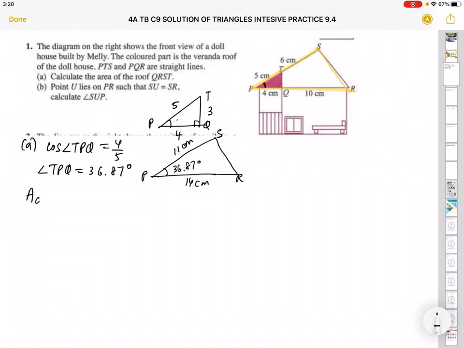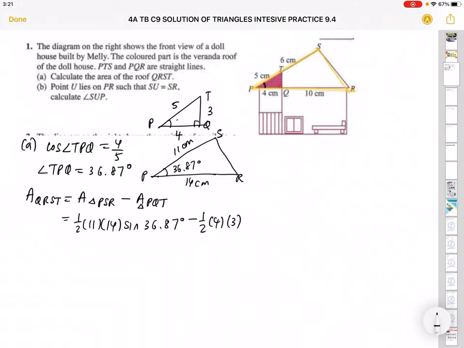So basically your area of QRST is area of triangle PSR, or PRS, minus area of triangle PQT. For PSR, I use half AB sine C. For PQT, it is a right angle triangle, so your base is 4, your height is 3. Just use your calculator, calculate in one shot. I got 40.20.